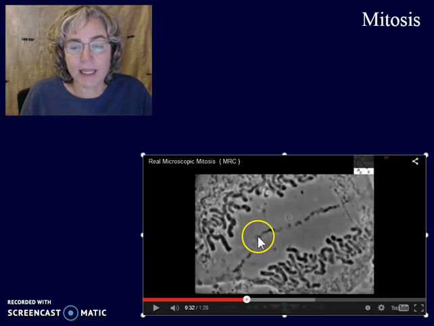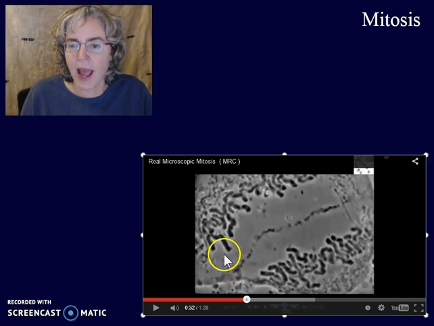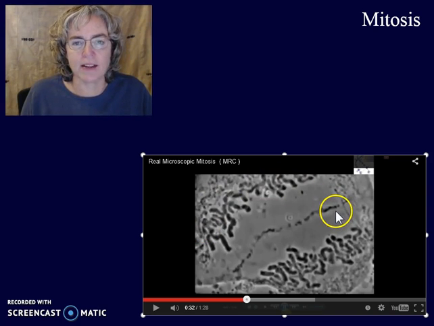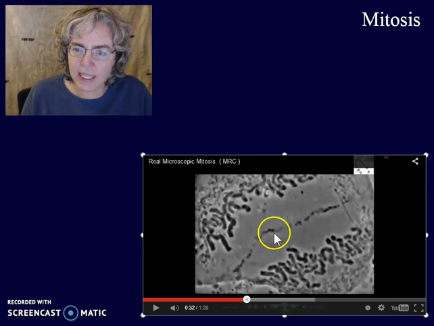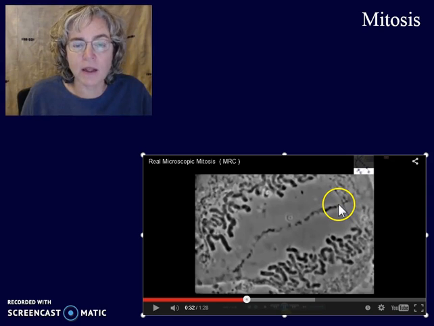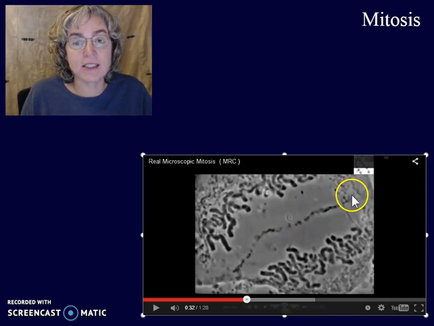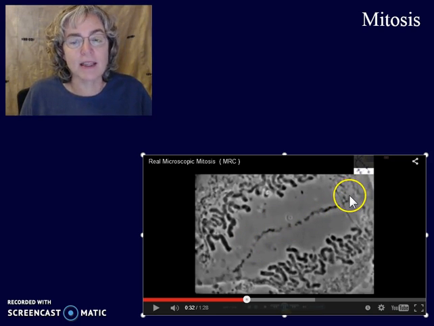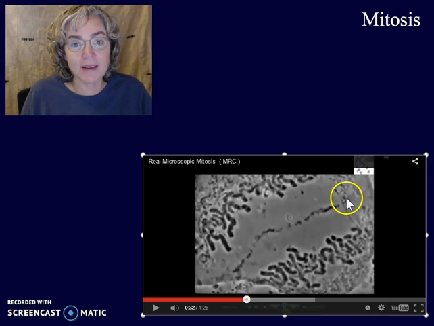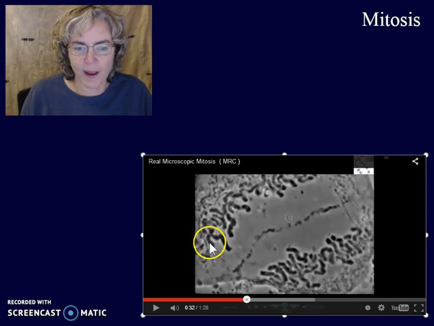What's also happening at the same time now is cytokinesis. And that means that the rest of the cell is now dividing. And you can see this line right here. And this is the cell membrane and cell wall developing right here. So since it's a cell wall, that means that it's a plant.